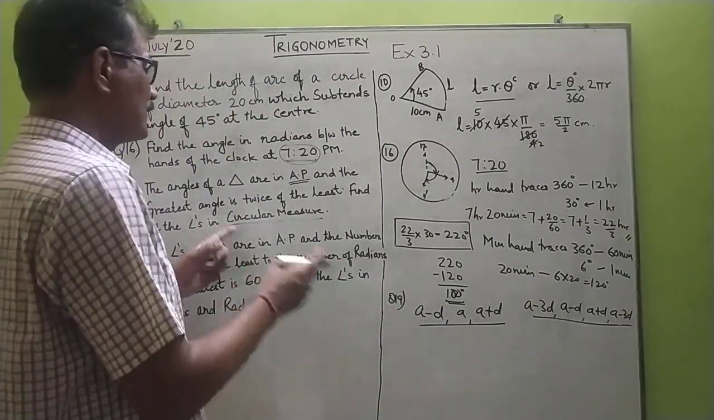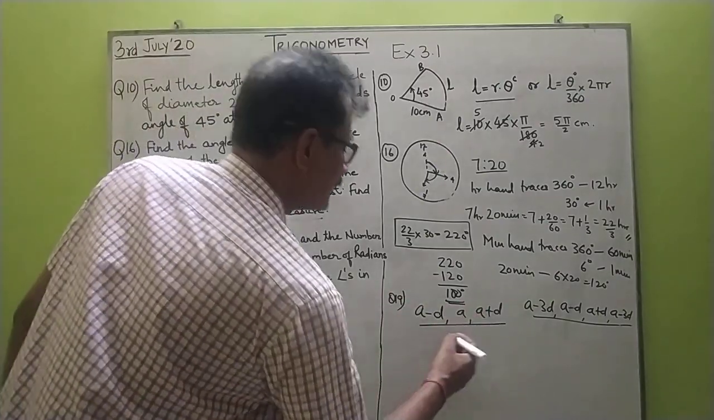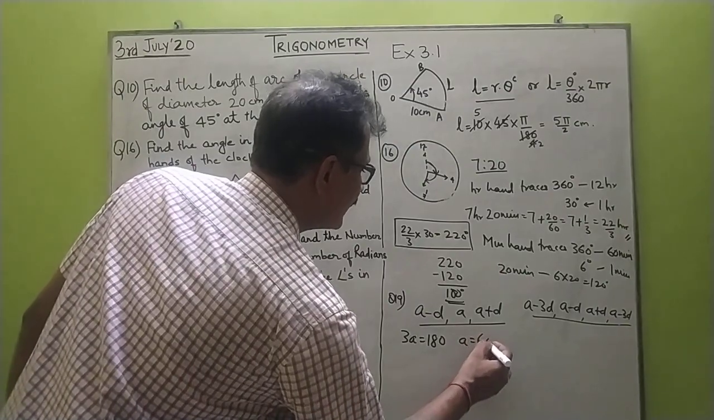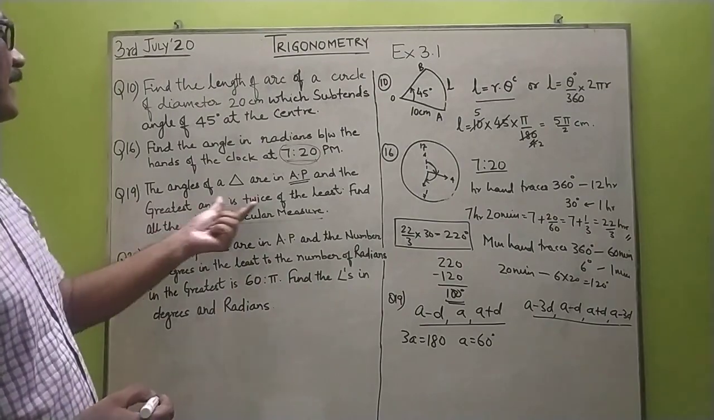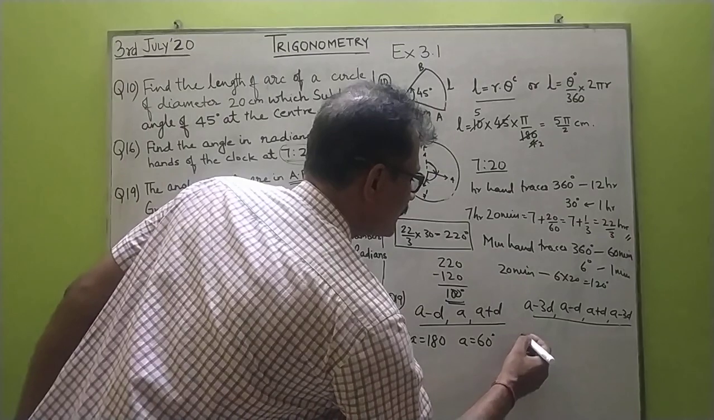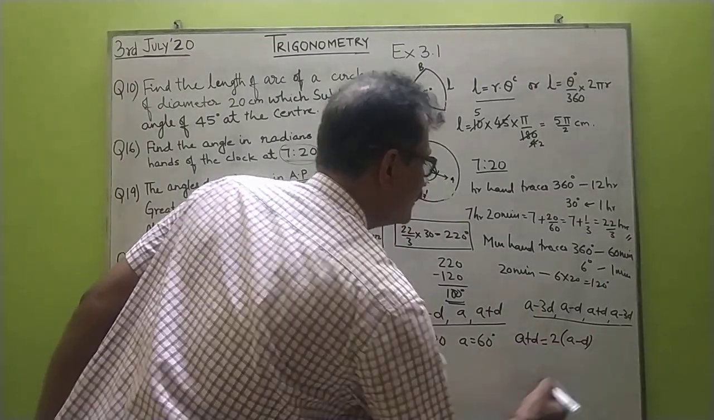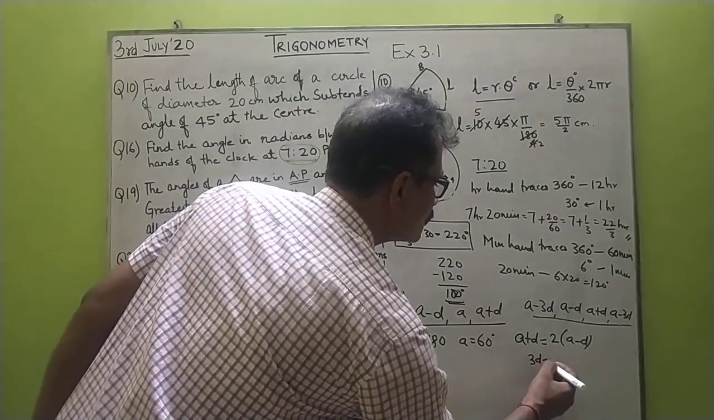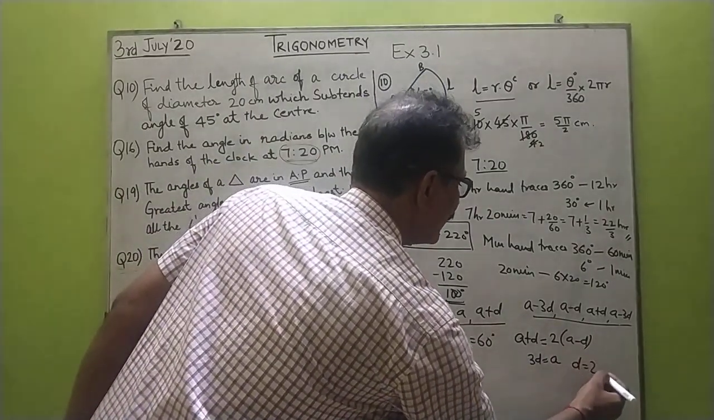Now the sum of angles of a triangle is 180. That means these are angles of a triangle, so the sum has to be 180. So adding these, we get 3a is equal to 180. So a turns out to be 60 degree. Now the second condition is that the greatest angle is twice the least. The greatest is a plus d and the least is a minus d. So a plus d is twice of a minus d. So what do you find from here? The relation you can calculate, you will find that 3d is equal to a. So a is 60, so d turns out to be 20 degree.